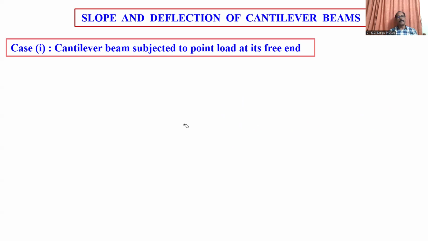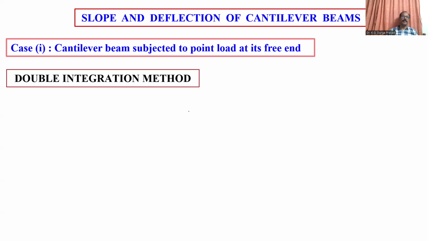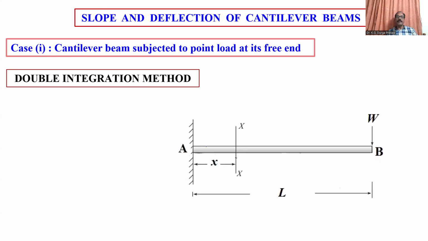First we will follow the double integration method and then the moment area method. First, you see the actual procedure adopted by the double integration method. After understanding the complexity in this, we will see how the moment area method reduces the complexity. Here it is a cantilever beam with a fixed support at one end. At point B there is no support at all, it is a free end. It is subjected to point load W at its free end.